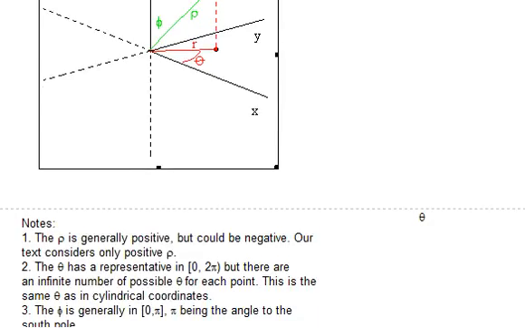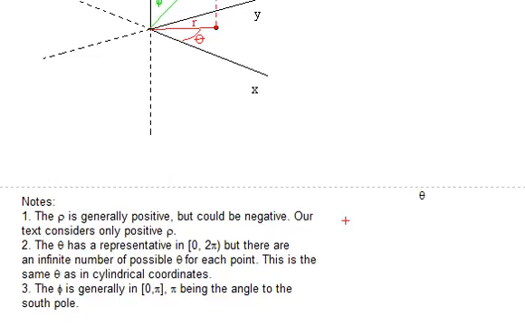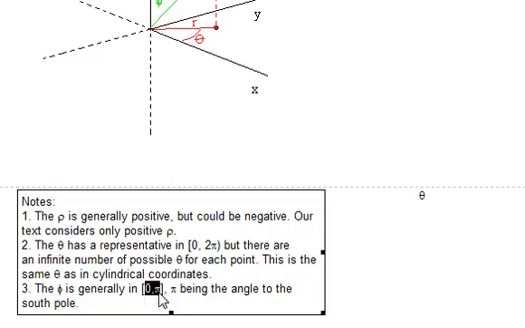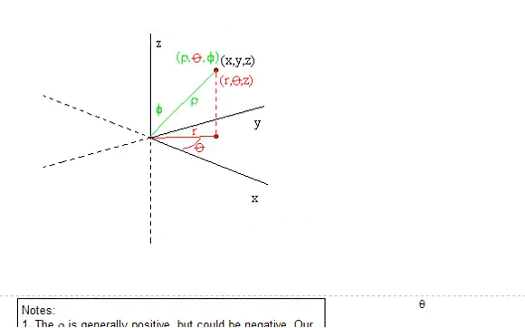So, okay, the theta has a representative in 0 to 2 pi, of course, but there are an infinite number of such possibilities. And the phi is generally in the interval from 0 to pi. If it is pi, then it's on the south pole. If the angle phi is pi over 2, then where does that tell you the point lives? Look at the picture. If the angle phi is pi over 2, then the point must be in the fill in the blank. It must be in the xy plane. Well, yes. Of course.